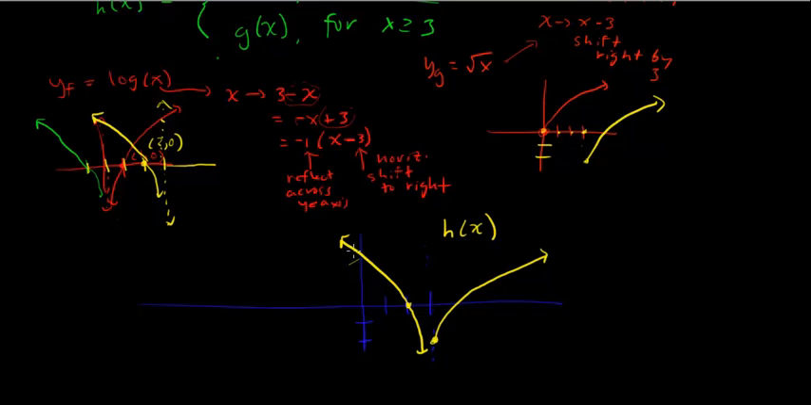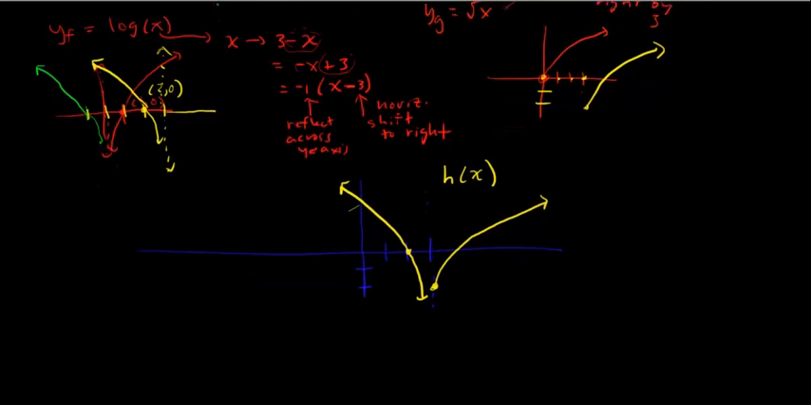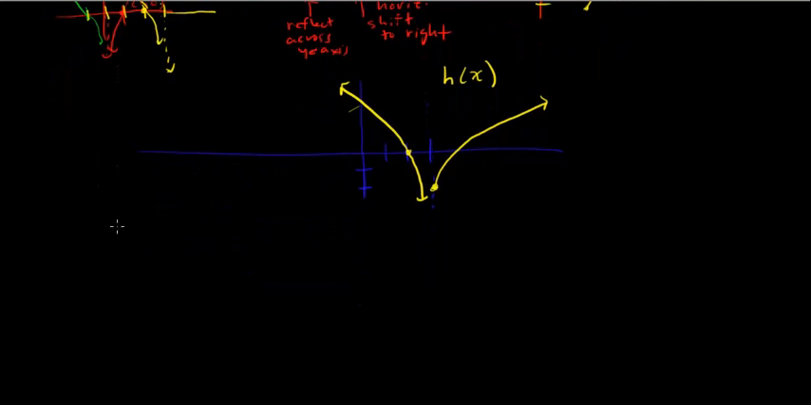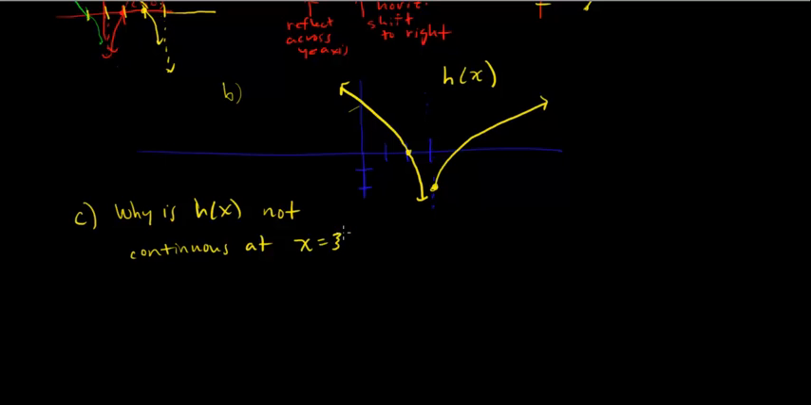You could have used your graphing calculator. I just wanted to show that we can do this without a graphing calculator. And now we're on part B. And part C says, why is h of x not continuous at x equals 3? Okay. So, why is it not continuous?